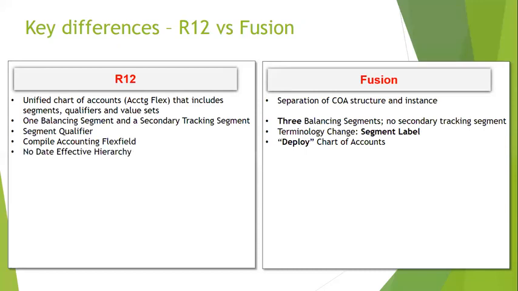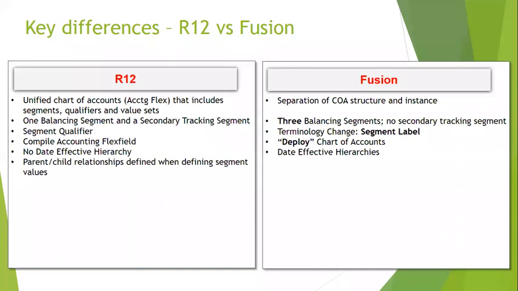And no date effective hierarchy. So the parent and child relationship, if you want to have a date effective parent hierarchy. Let's say when I'm defining the values, I had created a parent and child relation. And at a later point of time, if I want to change, I have to override the existing one only. Whereas in Fusion, you can have multiple parent and child relationships or date effective hierarchies. If you want, you can create.